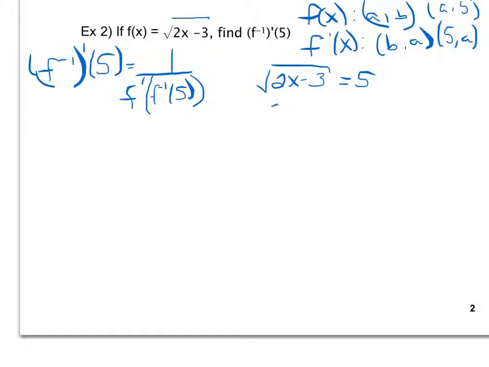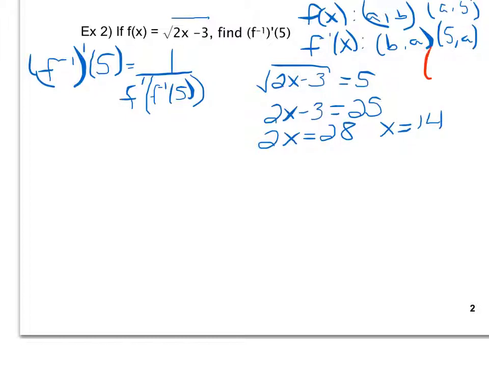So solving this, I can square it and say 2x minus 3 equals 25. 2x equals 28, and therefore x equals 14. So when I plug 5 into my inverse function, my y value is 14. So I now have this piece, but I'm also going to have to know f prime of my original function. So I'm going to go ahead and differentiate this as well.